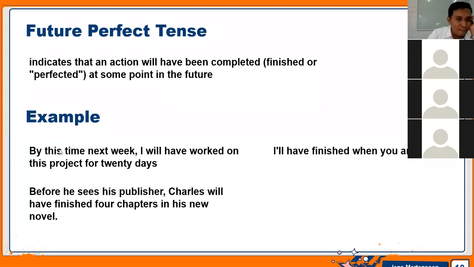Okay, an example like this. By this time next week, this time next week is in the future, I will have worked on this project for 20 days. Ya, pada saat ini minggu depan, I will have worked on this project for 20 days. Saya akan sudah mengerjakan project saya ini selama 20 hari. Ya, berarti sekarang berapa hari? How many days now? Next week, it means it is 20 days. Today is the 13th day. Berarti sekarang ini hari ke-13, ya. So by this time next week, I will have worked on this project for 20 days.